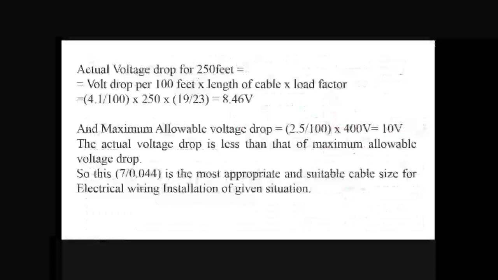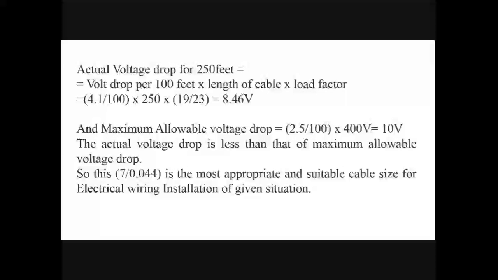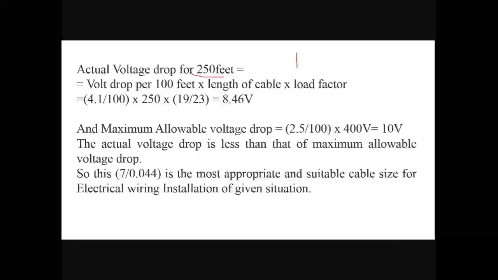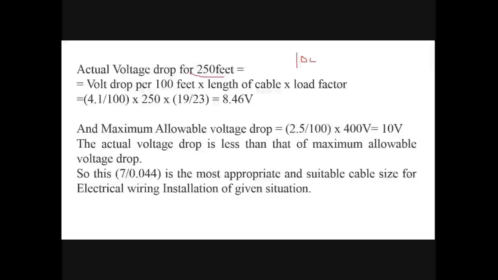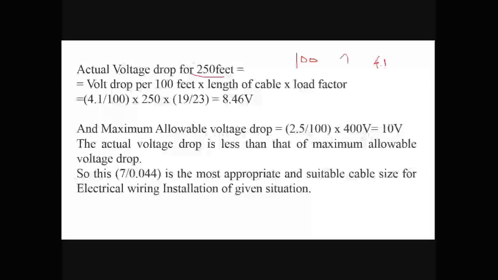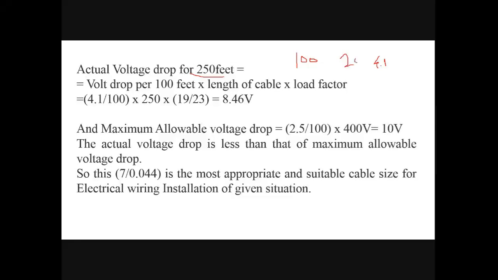Now we have to find out the actual voltage drop again. So how to find out the actual voltage drop? The formula is very simple. Consider that for 100 feet the value comes as 4.1. Now we have to find out for 250 feet. So 250 into 4.1 divided by 100.